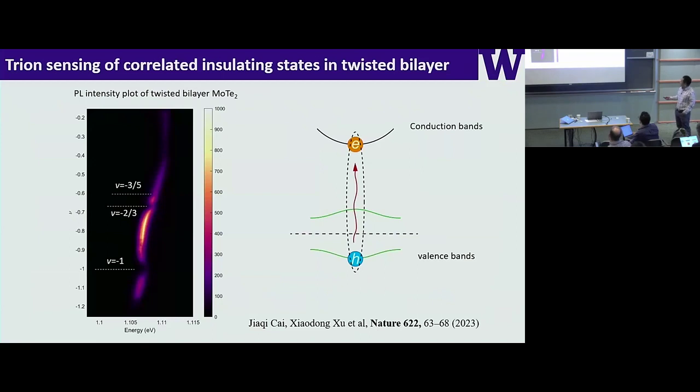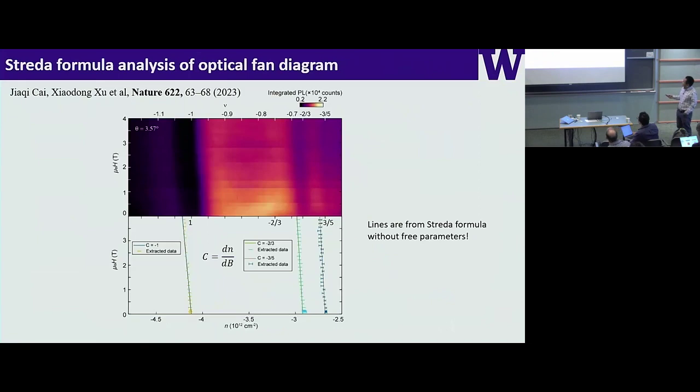So using that, we can map out the phase diagram using these optical measurements. What I show here, the top is the data as a function of magnetic field. The color plot represents the PL intensities. These dark lines represent the suppression of the PL intensities, corresponding to these Chern insulator states. At the bottom, we extract the dispersions of these states and compare with the Streda formula. These just give us the thermodynamic evidence of these Chern insulator states, either integer or fractional ones.